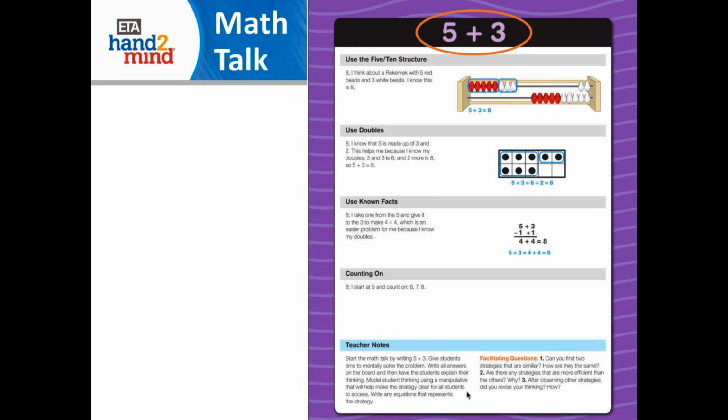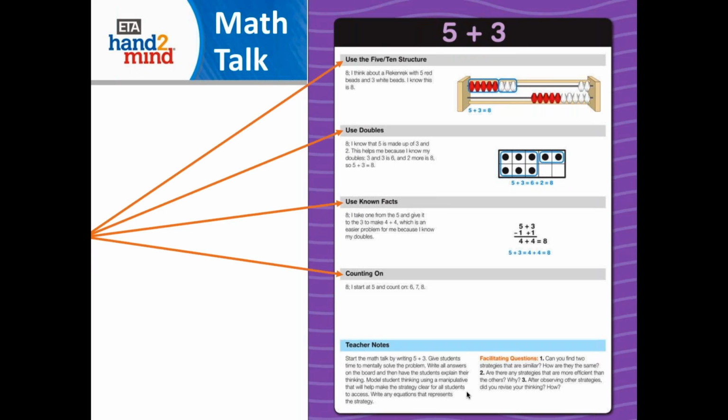First off, it's going to give you one problem that you will pose to your class. If you look on the left-hand side here, you'll see a variety of different strategies that your students might say they have used in order to solve the problem. The examples here for 5 plus 3: one student might use the 5-10 structure, another student might use the double strategy, yet another might use known facts or counting on.